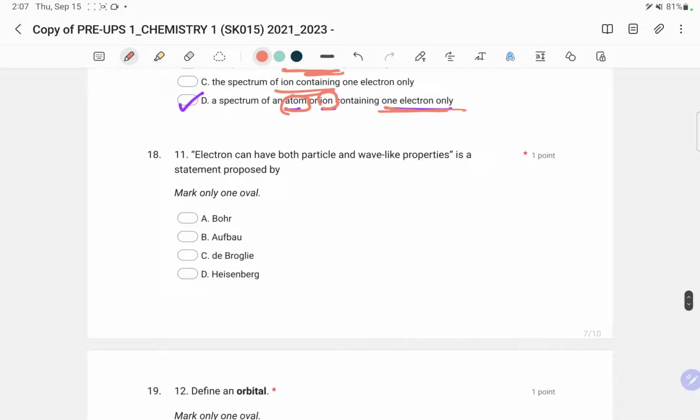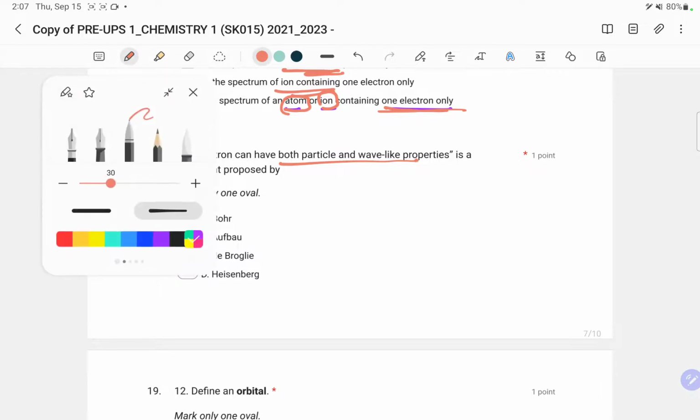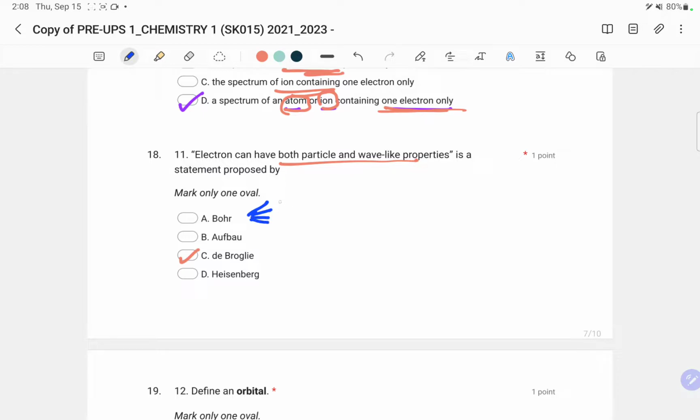Okay. 11, electron can have both particle and wave-like properties. So, yang ni adalah de Broglie. Bohr? Bohr cakap apa? Okay, ada 4 postulate of Bohr tu lah. Yang first, electron move in a circular orbit. Second, the energy of electron of hydrogen atom is quantized. The third postulate is when energy supply, the electron will absorb the energy and promote from lower to higher energy. And the fourth one, when the electron is at excited state, it is unstable, so it falls. Itu Bohr lah. Okay, Aufbau. Aufbau cerita pasal apa? Kita nak add electron, kita mesti ikut increasing energy. Dia mesti daripada 1s dulu, baru 2s, pergi 2p.